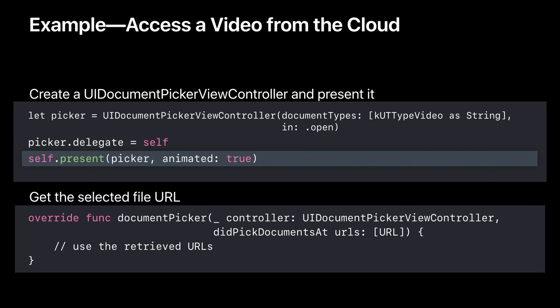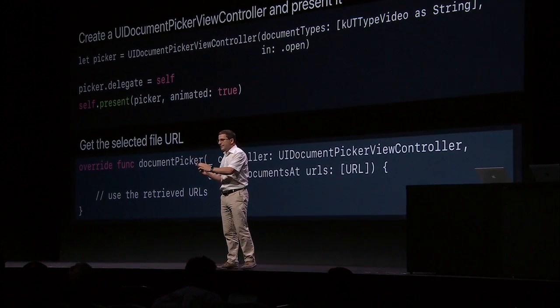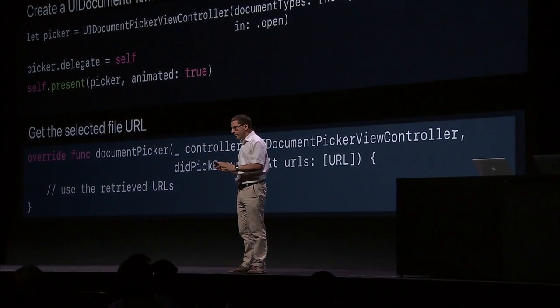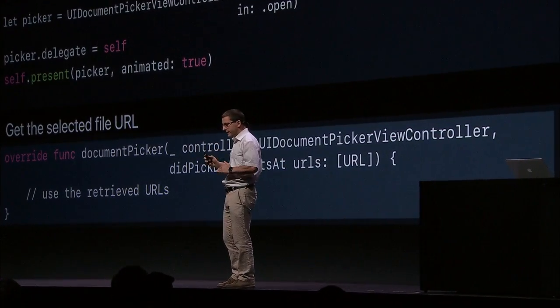Once a file is chosen, you're going to get called back at this delegate method. You get an array of URLs in this method. You can use them directly. And you notice that this is an array of URLs, not a single URL, because there is a property you can set on the picker to let your customer choose multiple files at once.